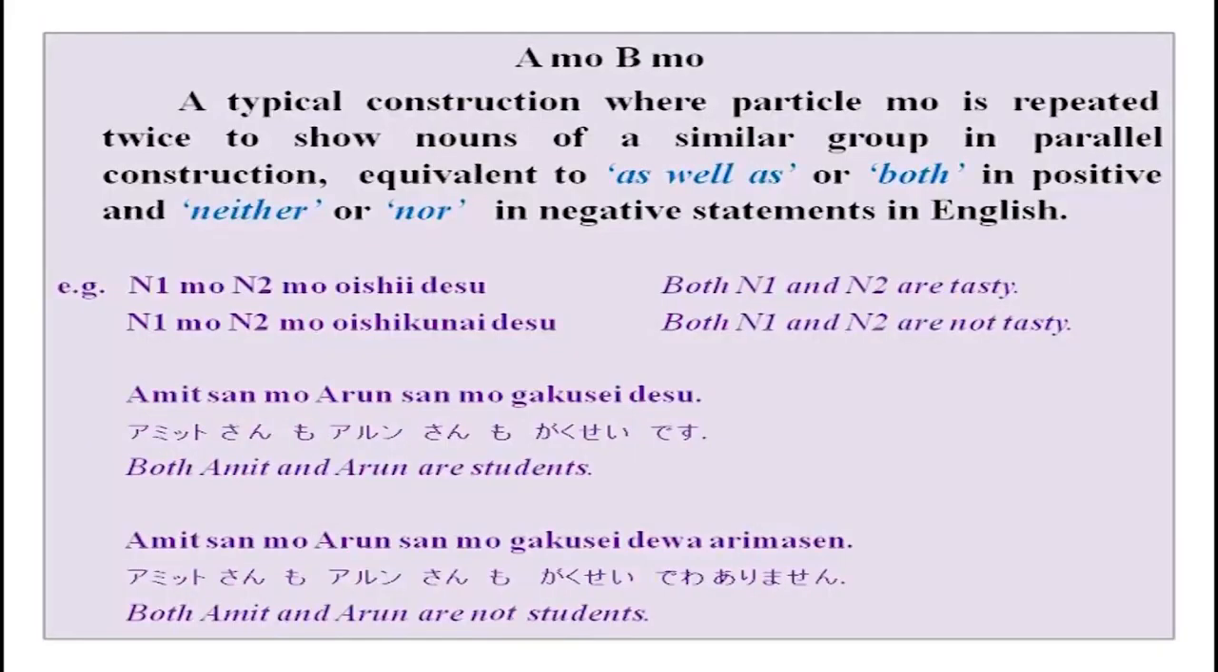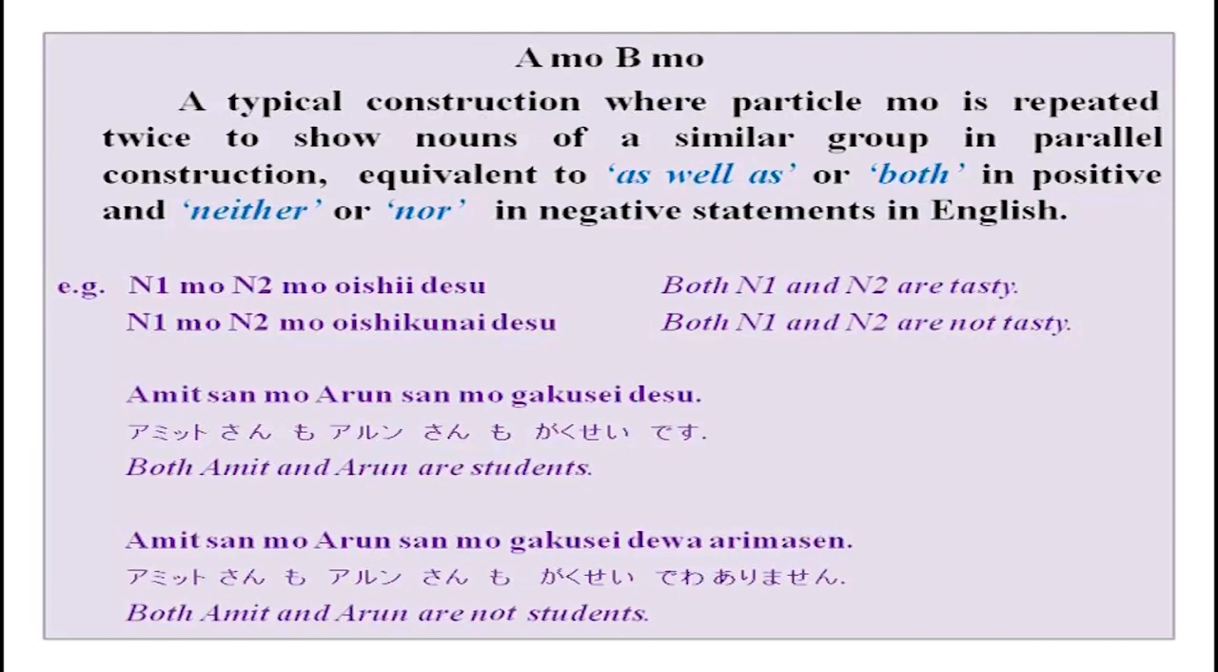You can see a construction where the repeated use of particle mo shows similar nouns or elements of one group in parallel construction, which is similar in meaning as well as or both in positive and neither or nor in negative statements in English. So, A mo, B mo means exactly this, both or neither.